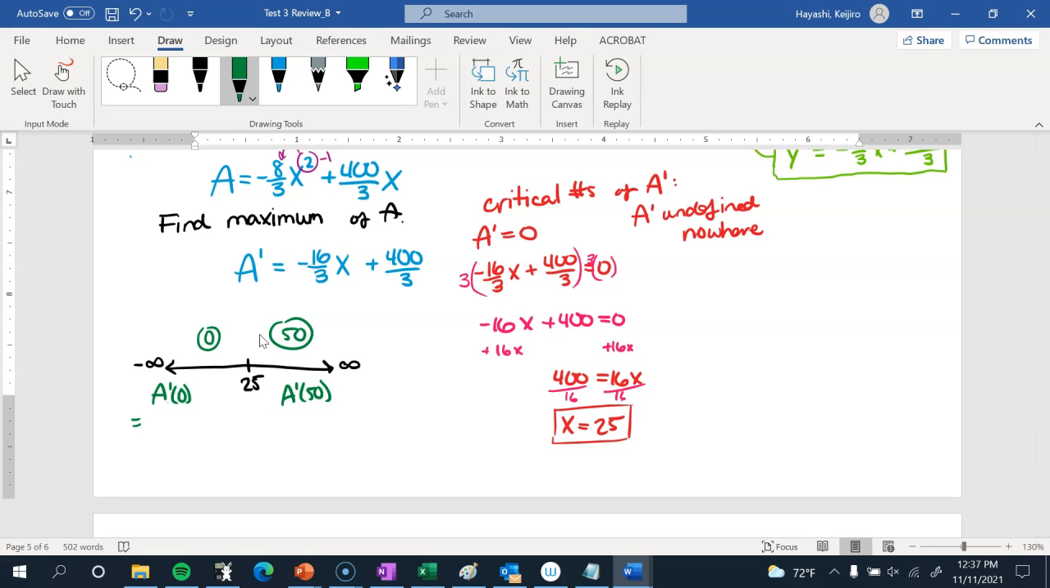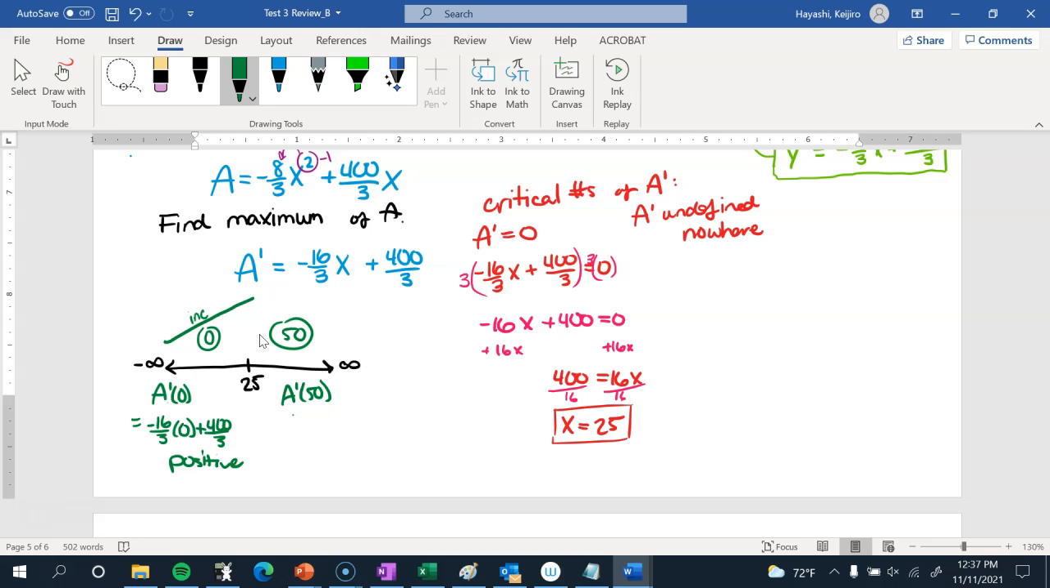And if you do that, if you plug in 0 into f prime, that's going to disappear and you're just going to get 400, which is positive, meaning that over this interval the function is increasing. Right? If f prime, or the derivative, is positive, that means the original function is increasing.